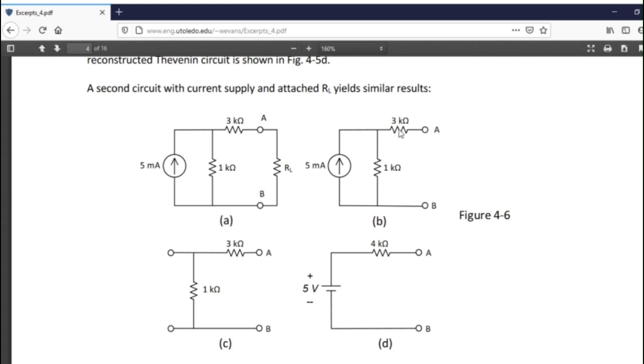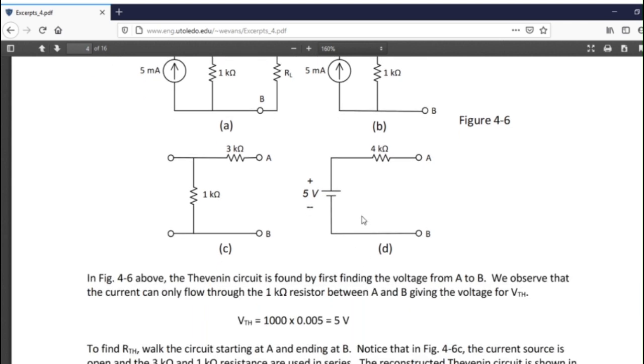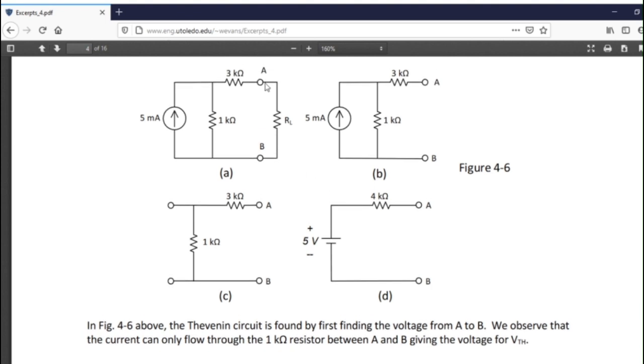You come back here and you look at this and you say, okay, I'm going to come down through here. I cannot come through here because it's open circuited, but I can come through here, which is 1K. So I have 3K plus 1K, or 4K. So there's your 4K and your 5 volts. That's our Thevenin equivalent circuit to everything to the left of the AB terminal. So I can find my Thevenin equivalent circuit of a circuit with a current source in it.